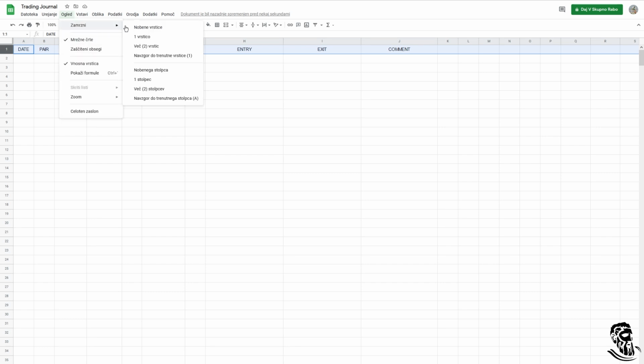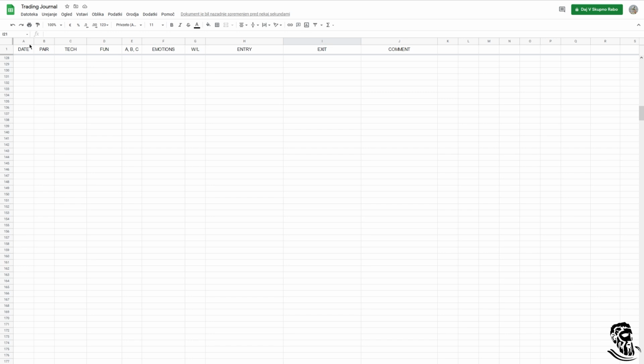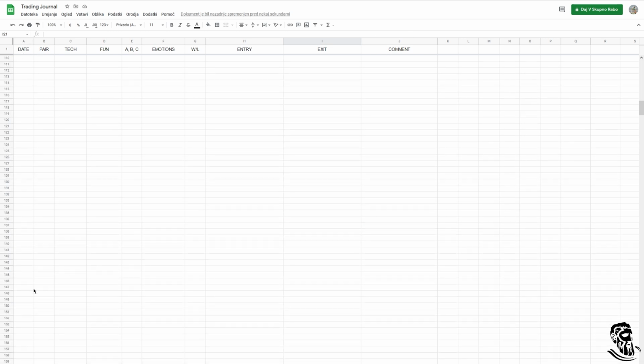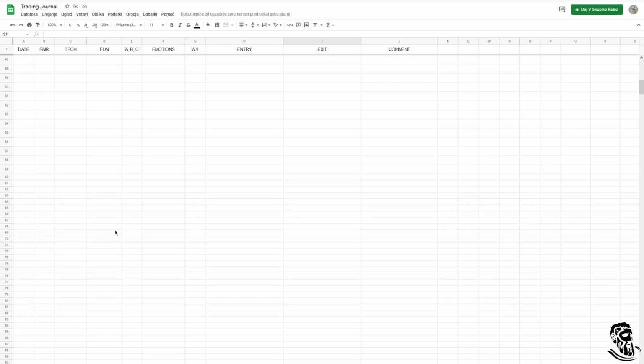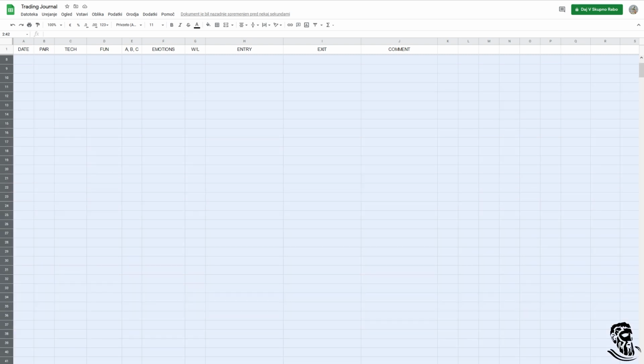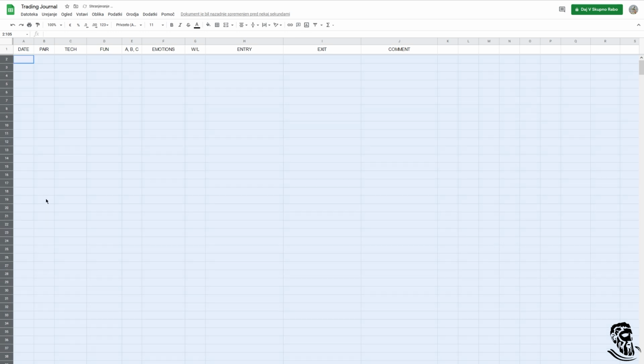So I want to freeze the first row, because this means that if I scroll down, this stays the same. So this is always going to be at the top, right? When I have 100, 150 trades and I go back, it's going to be easier to see. One thing I forgot, let's adjust it a little more. All right, like this, that works, perfect.